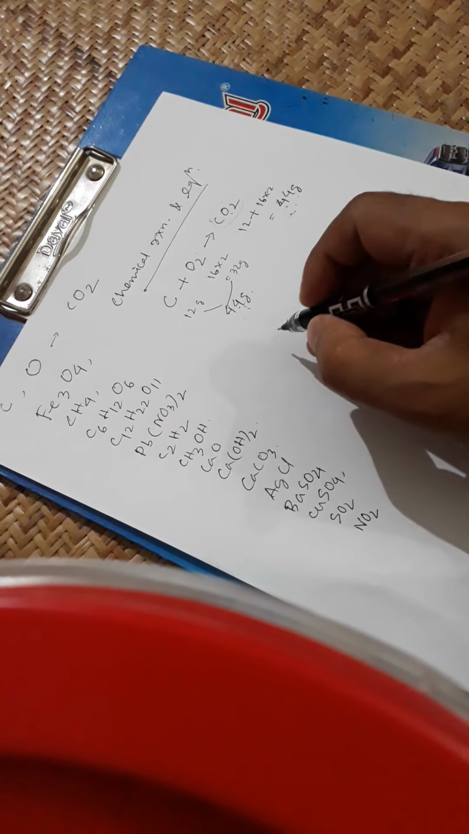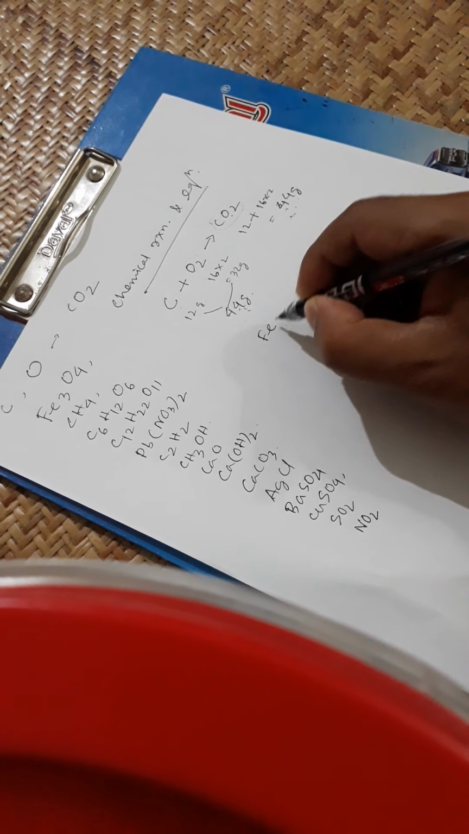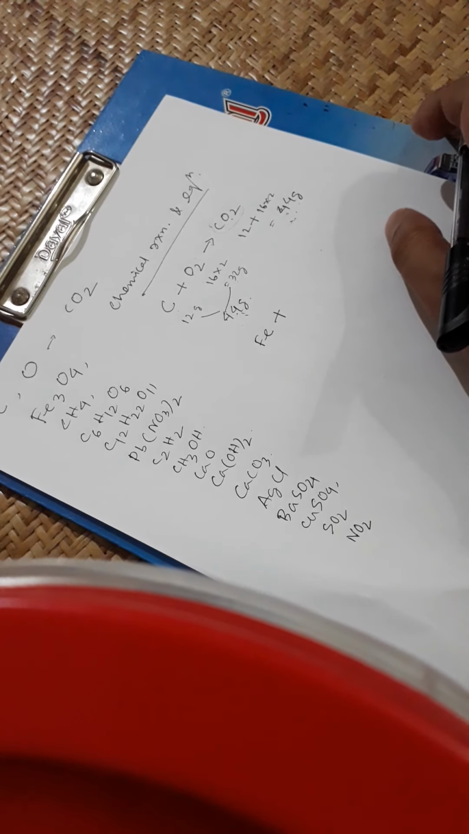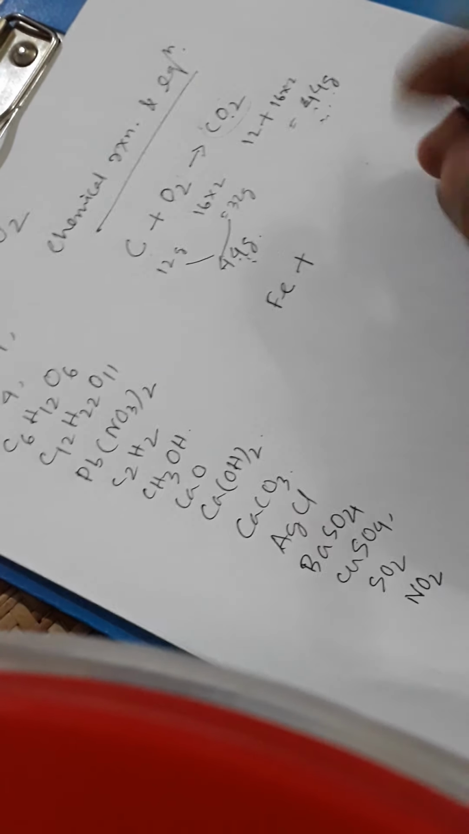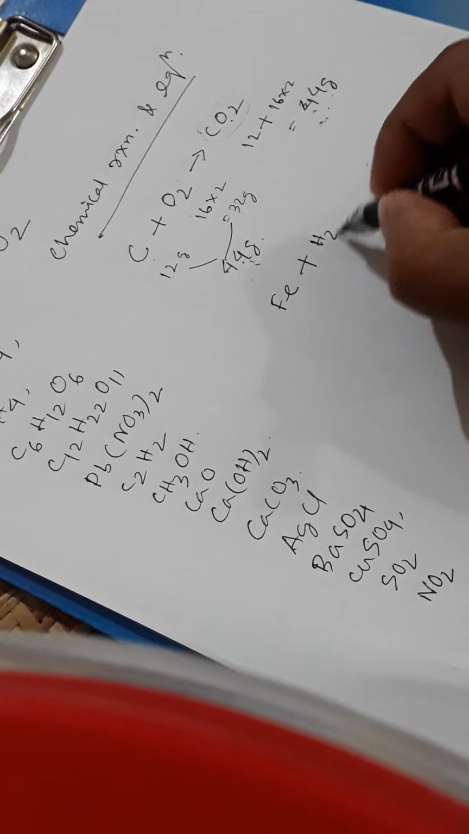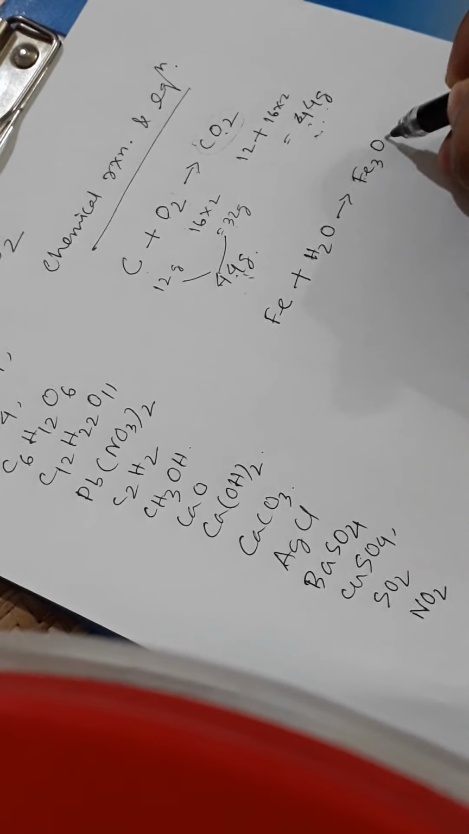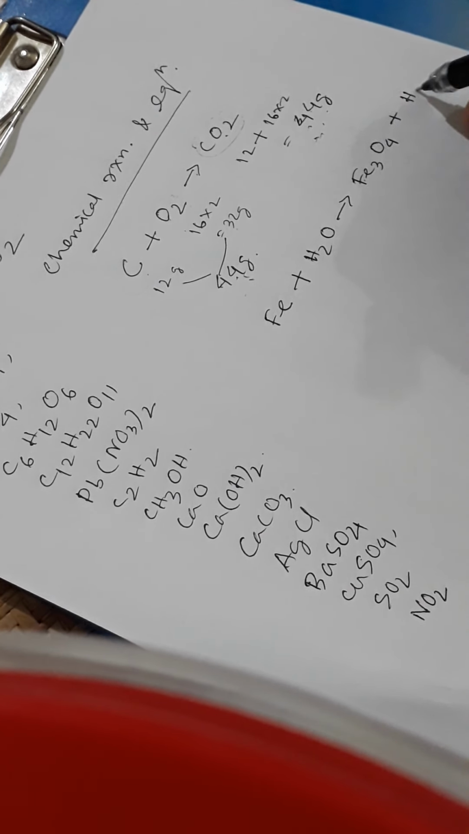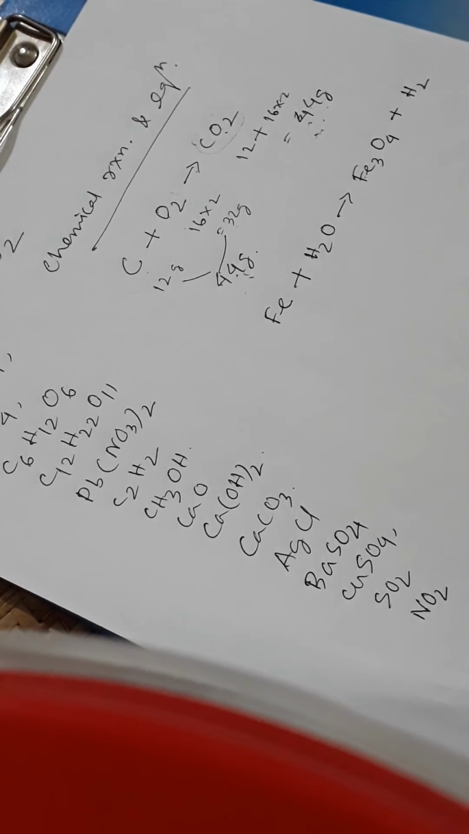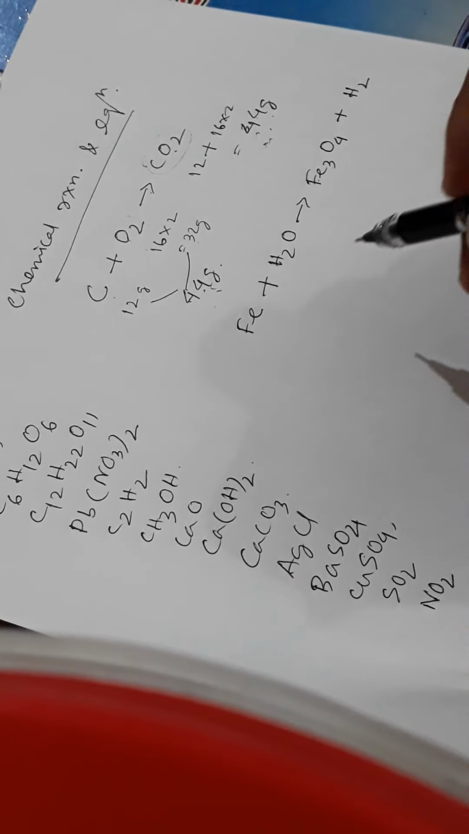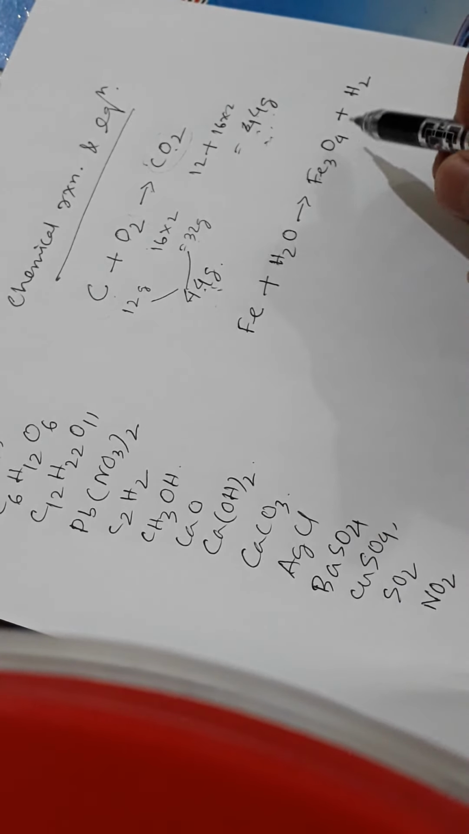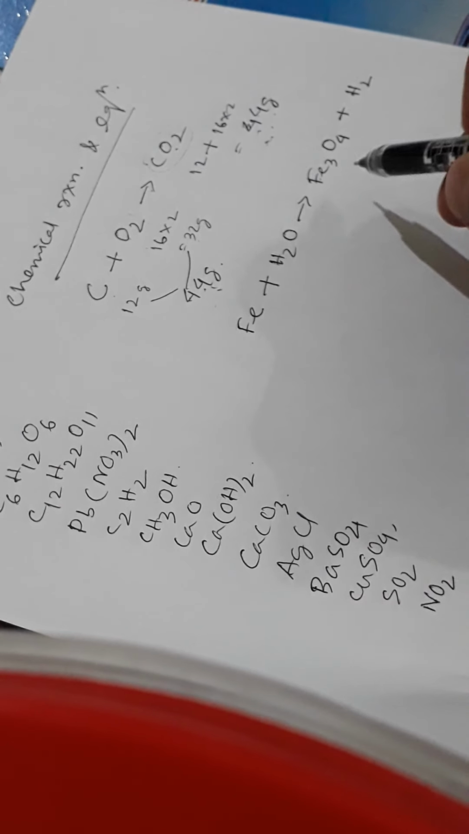I am taking a very easy example. This is iron when it reacts with water, it gives ferric oxide and H2 gas. Now we have to balance this chemical equation. So first of all, the basic thing is you have to check which element is present on any side in the maximum number. Which element or which atom?